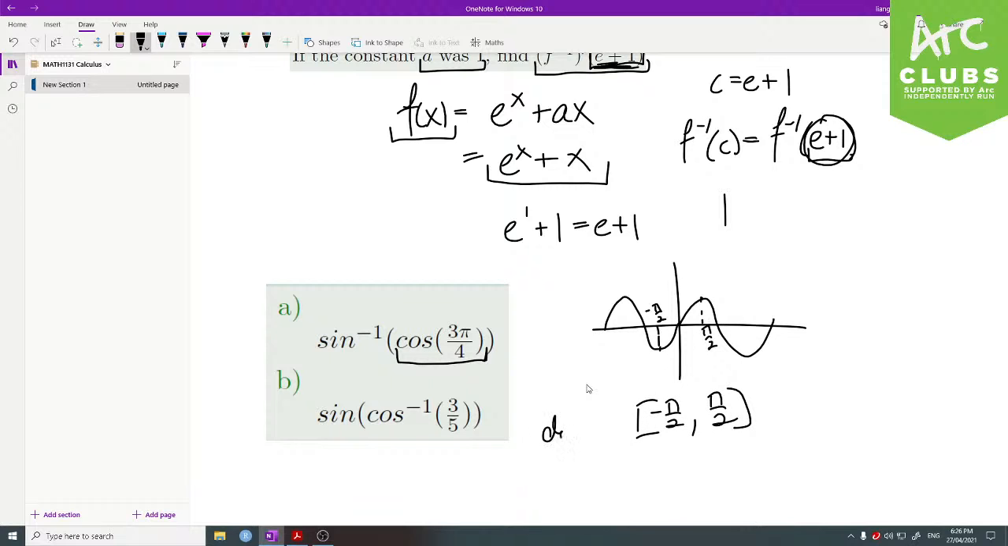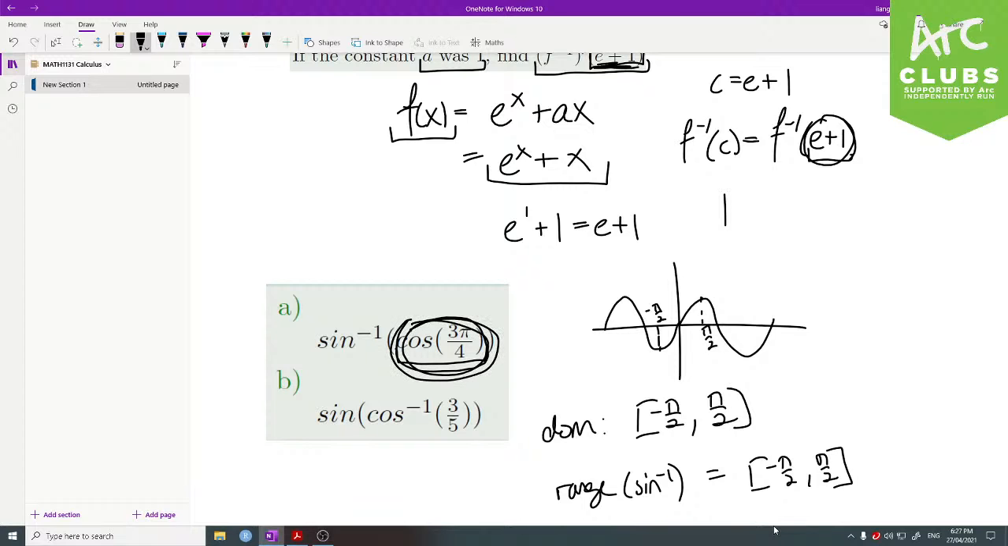And so again, since the domain and range flips, we now have that the range of sine inverse will be equal to negative pi on 2 to pi on 2. Okay. So with that in mind, after we calculate what this value is, we can then just try to get a value that will make sense with this value here, but between the range negative pi on 2 to pi on 2.